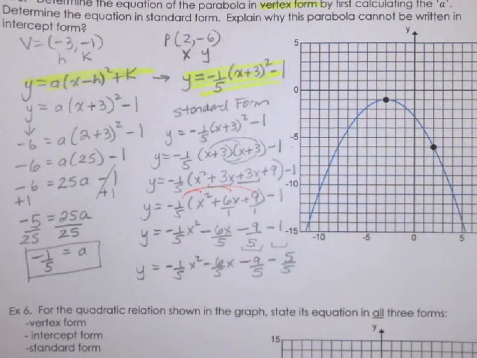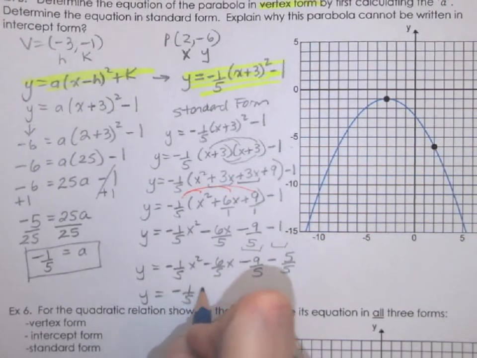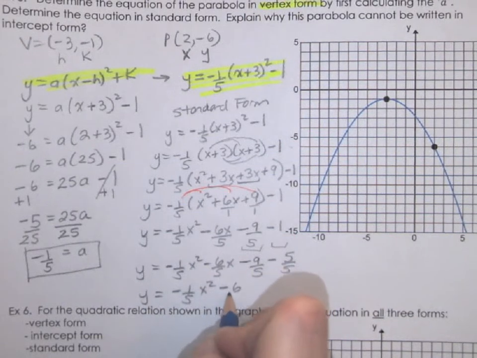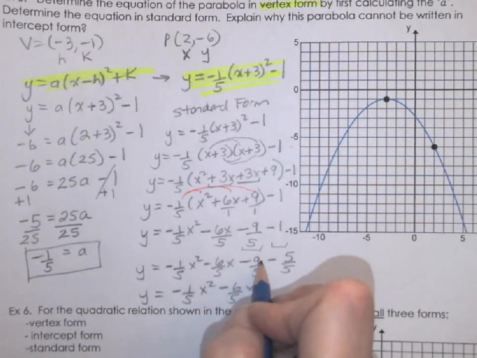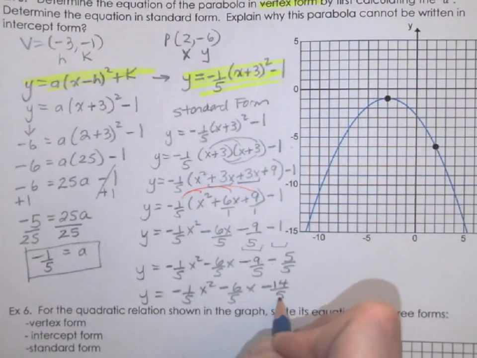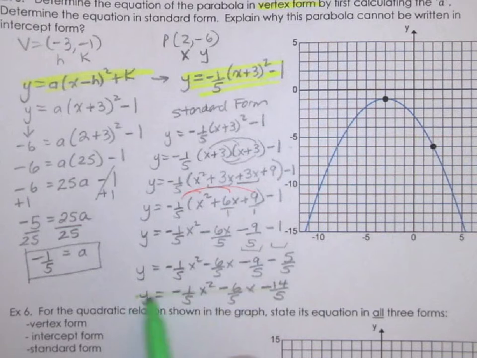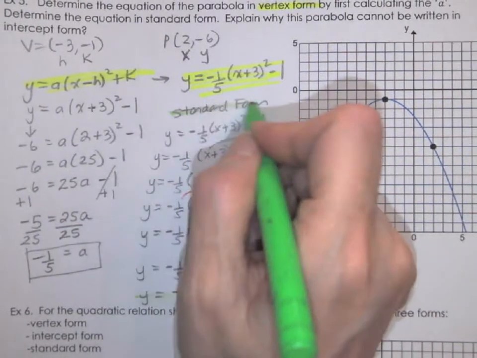5 divided by 5 is 1. And then I can collect those terms. Negative 9/5 minus 5 more fifths is negative 14/5. So there is our answer in standard form.